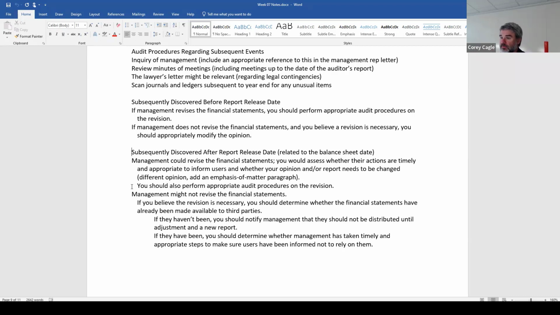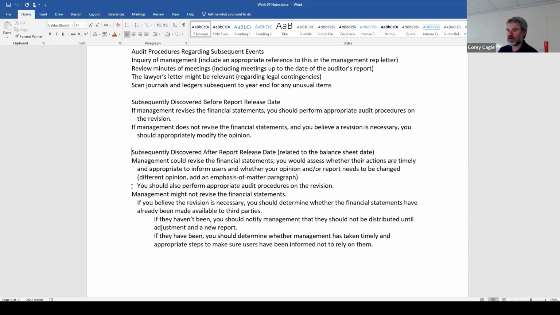Well, management could revise the financial statements. We would have to assess whether the action they're taking is timely enough to inform users. We'd have to assess whether our opinion needs to be changed. And that could be maybe just the addition of some emphasis of matter paragraph. So we would perform appropriate audit procedures on the revision they make. But then management might not revise the financial statements. So then we're back to deciding if we agree with that.